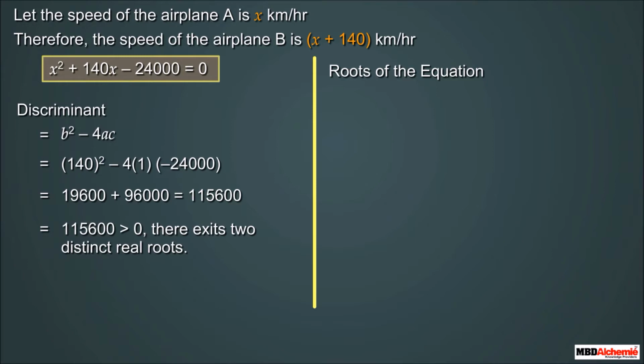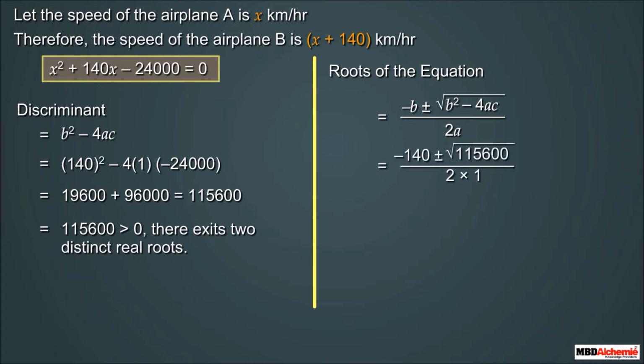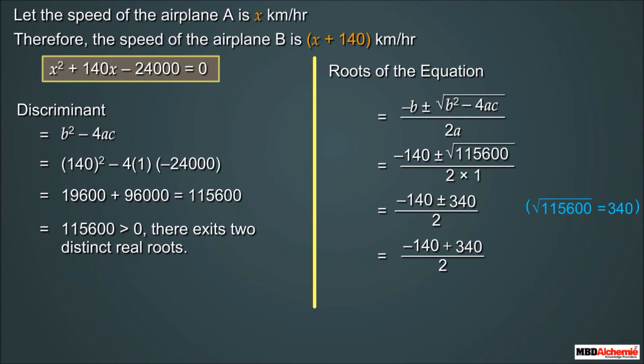We find its roots by using the formula minus b plus minus under root b square minus 4ac divided by 2a. Then we put the values: minus 140 plus minus under root, we have already found the value of b square minus 4ac, it is 115600, divided by 2 into 1. On simplifying, we get two roots as (minus 140 plus 340) divided by 2 and (minus 140 minus 340) divided by 2. We get two roots as 100 and minus 240.